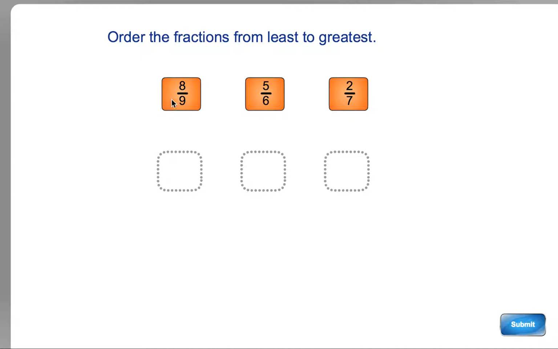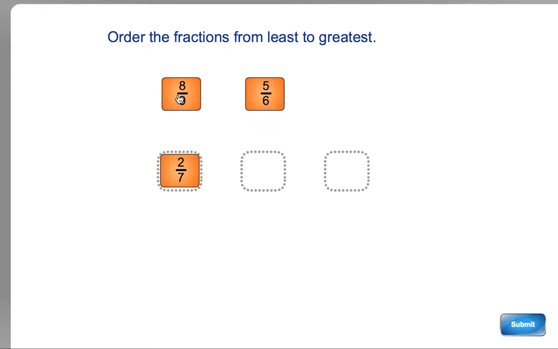straight away. If we look at this example, we've got 8/9, which is nearly the whole thing. 8/9 is nearly the whole. 5/6 is also nearly the whole, so we're not too sure yet maybe which of these is biggest. 2/7 on the other hand is quite small. It's much less than half, isn't it? Much less than half of the sevenths. So we know that this one is going to be the smallest of the fractions, so we can put that one down here in the first box.